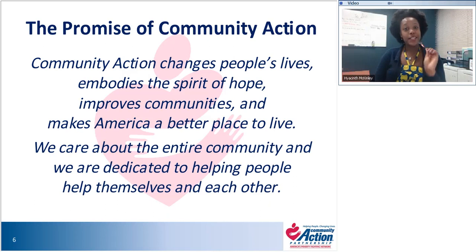And we're going to continue our little practice that we do at the beginning of all of our webinar events, and that is to recite the promise of community action. We do this because it grounds us in our work and it reminds us why we're here. And it states that community action changes people's lives, embodies the spirit of hope, improves communities, and makes America a better place to live.